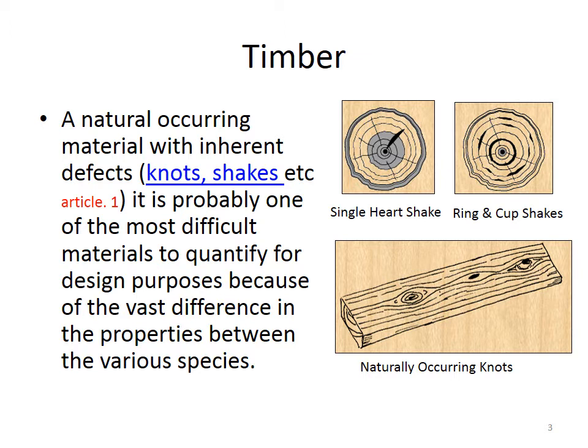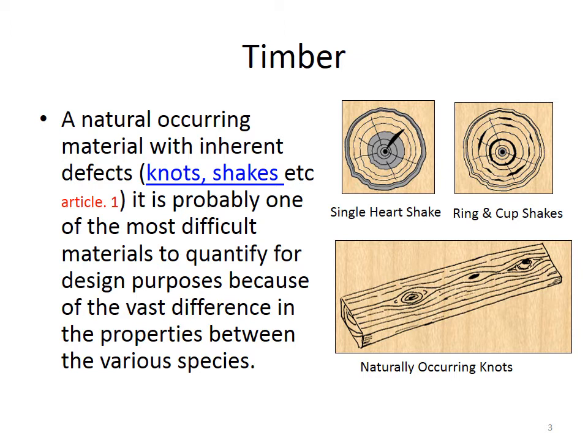Timber is a naturally occurring material with inherent defects, for example knots and shakes. It is probably one of the most difficult materials to quantify for design purposes because of the vast difference in the properties between various species. We can see some examples in the images on the right hand side of natural defects that occur in timber. The first one, in the top left, is a single heart shake.